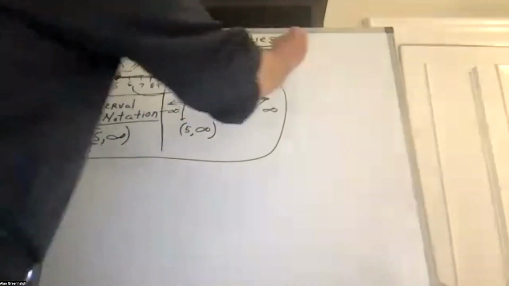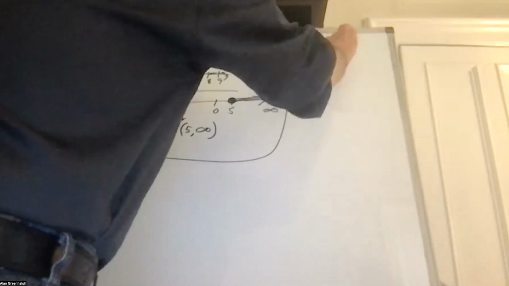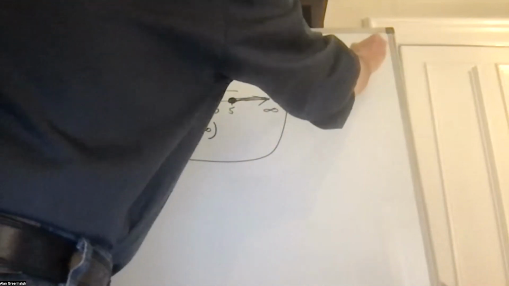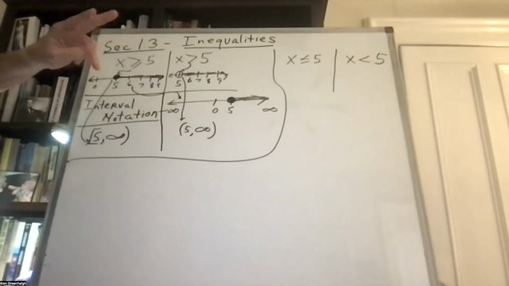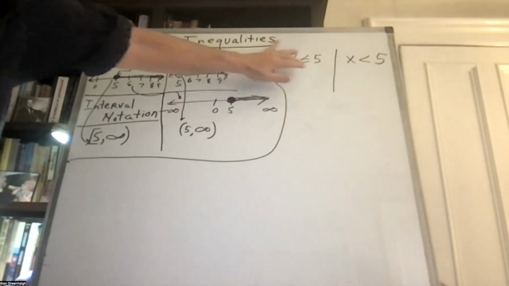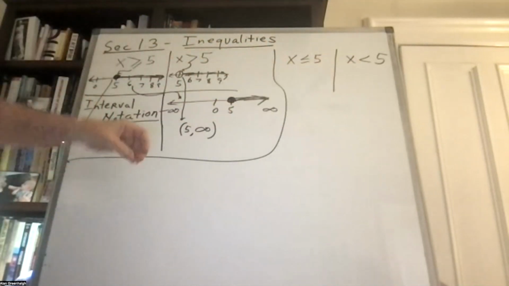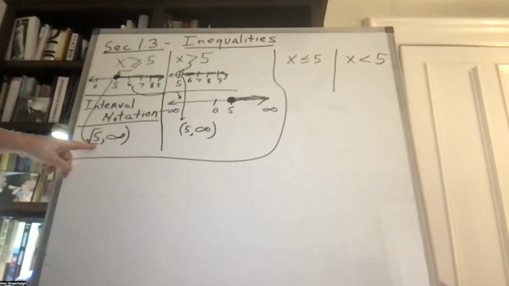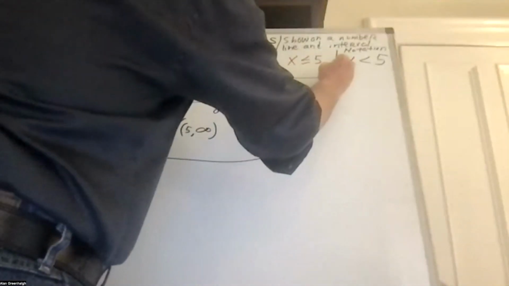Let's try x less than or equal to 5 and x less than 5. And I'll give you a moment to do two things. Show what this looks like on a number line, and then write it in interval notation. Let's begin. First, let's create a number line.